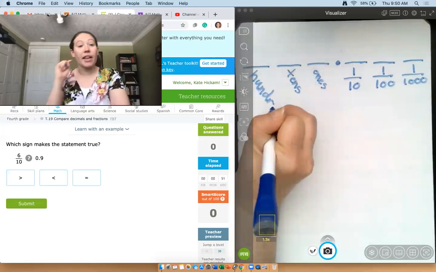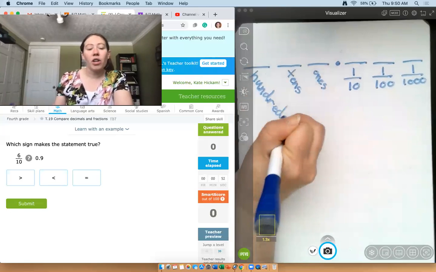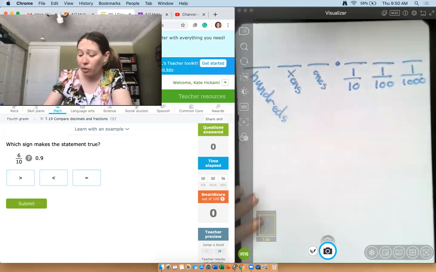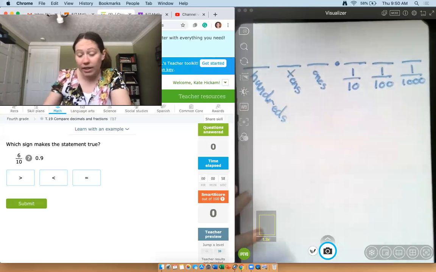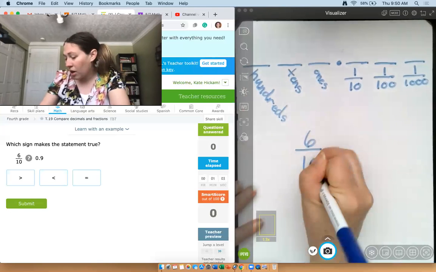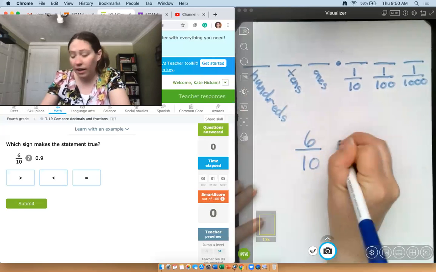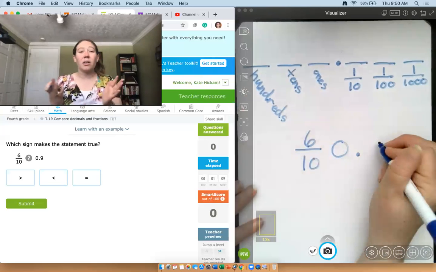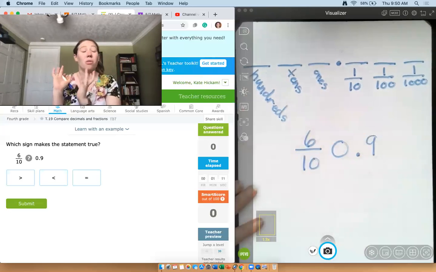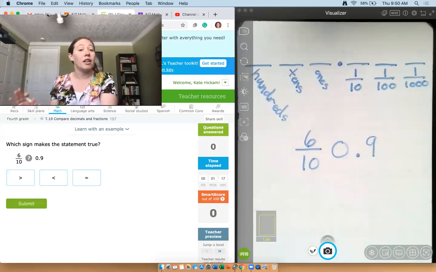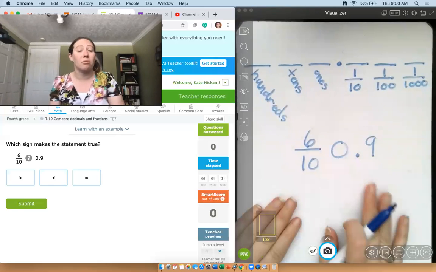All right, so I've got that set up. Now, I'm trying to figure out which symbol makes each statement true. So I have 6/10 compared to 0.9. Now the main thing here is I gotta either compare all fractions or all decimals. It's not gonna help me to do both. So I need to convert these so they're the same, either both fractions or both decimals.